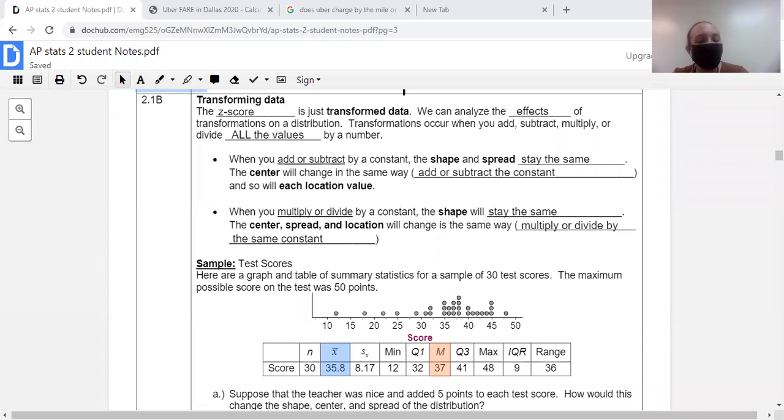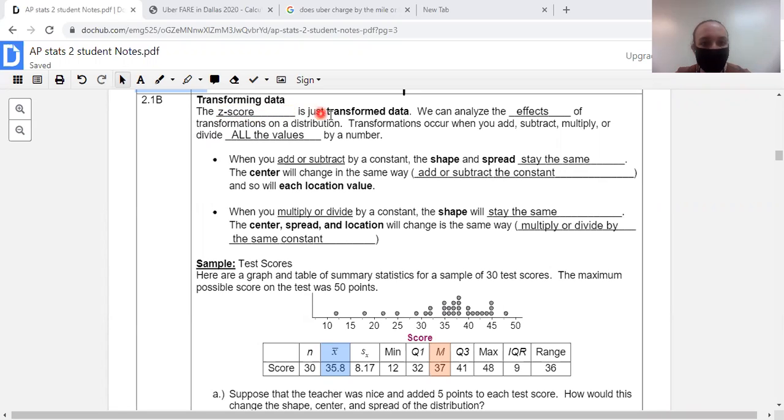Hello, everyone. So, last time in class, we discussed the z-score, which remember is the value minus the mean and then divided by the standard deviation. And that's a way of finding how far any certain number is away from the mean. And today we're going to talk about transforming data.